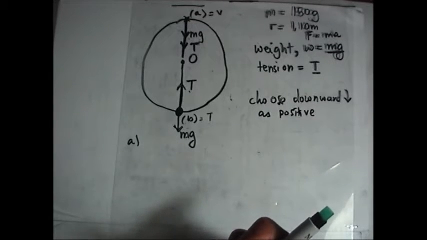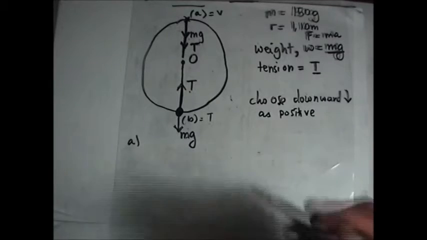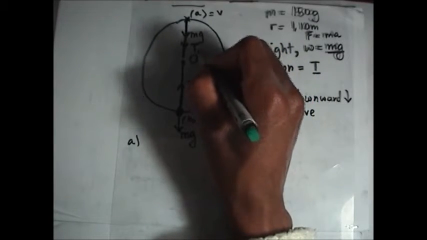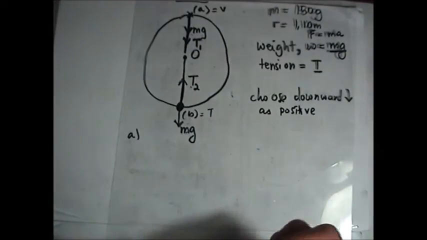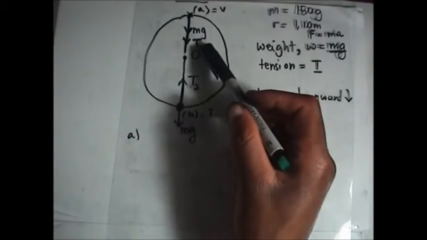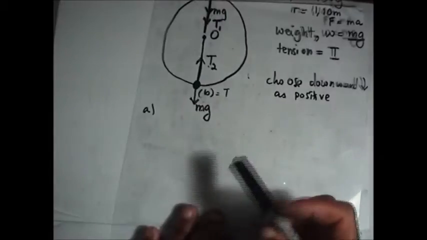So here let's give the tensions different symbols for it to be easy for us to reference them. This tension here will be T1, and this tension, let it be T2. The weight does not change. That's going to be mg. So let's look at the different situations.